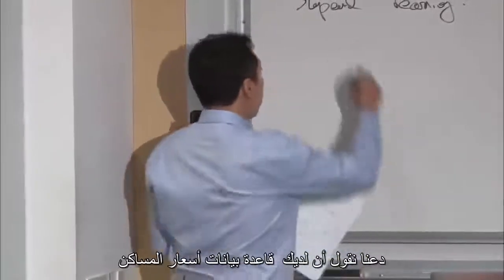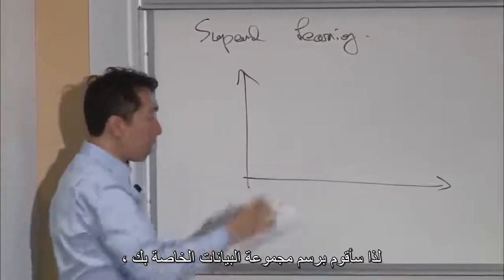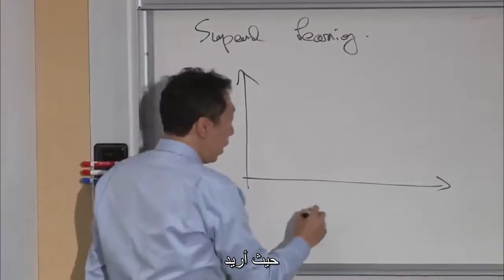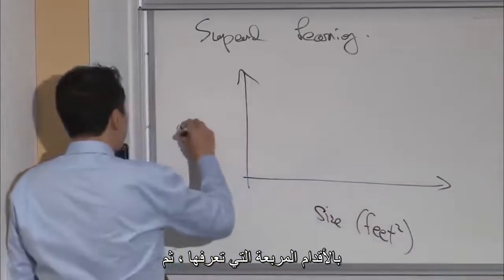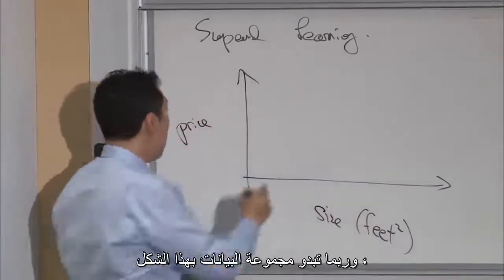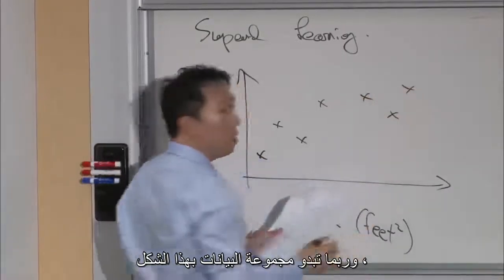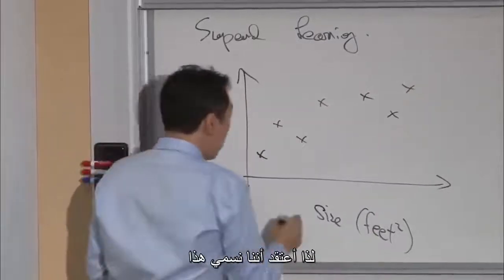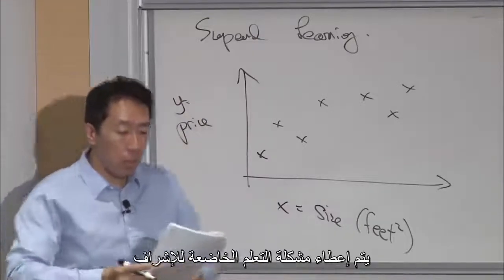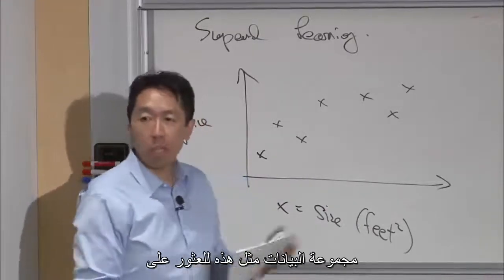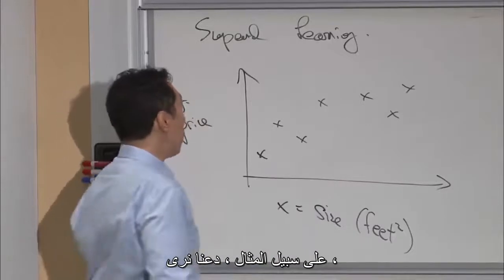Here's one example. Let's say you have a database of housing prices, and so I'm going to plot your data set where on the horizontal axis, I'm going to plot the size of the house in square feet, and on the vertical axis, we'll plot the price of the house, right? And maybe your data set looks like that. And so horizontal axis, I guess we'll call this X, and vertical axis, we'll call that Y. So the supervised learning problem is, given a data set like this, to find a relationship mapping from X to Y.